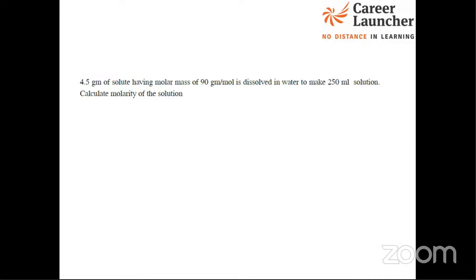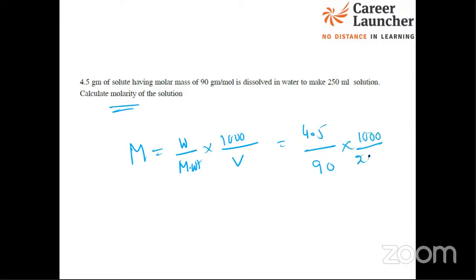4.5 grams of solute having molar mass of 90 is dissolved in water to make 250 ml of solution. Calculate the molarity. This is the easiest question in this paper. Molarity is equal to weight upon molecular weight into 1000 upon volume of solution. Just by putting in the values, weight is 4.5 grams, molar mass 90, 1000 upon 250. So it cancels 4 times, so 4 into 4.5, it is 18 upon 90. So you can divide.